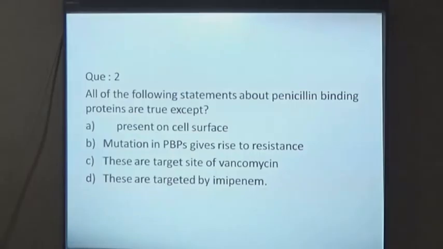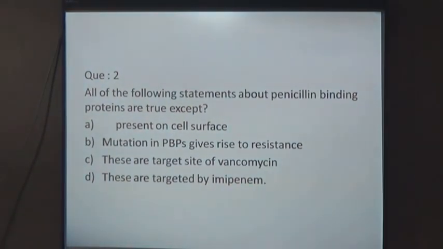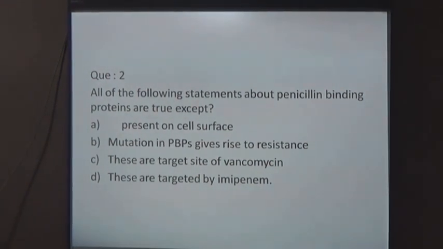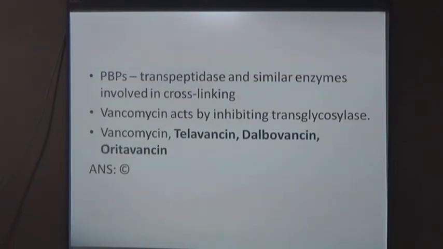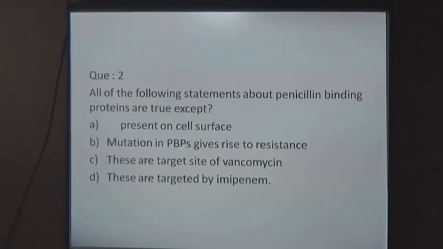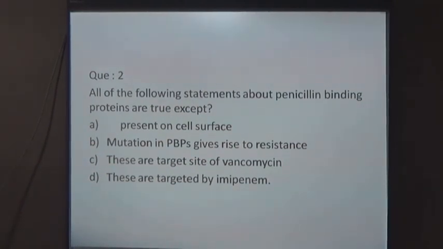Okay, the next question. All of the following statements about penicillin binding proteins are true except. What is a penicillin binding protein? Penicillin will bind to penicillin binding proteins in the outer membrane, so they are present on the cell surface. Mutation in the penicillin binding protein gives rise to resistance. These are the target site of vancomycin, and these are targeted by imipenem. So they are present on the cell surface is right, and their mutations cause resistance. So vancomycin and imipenem resistance.